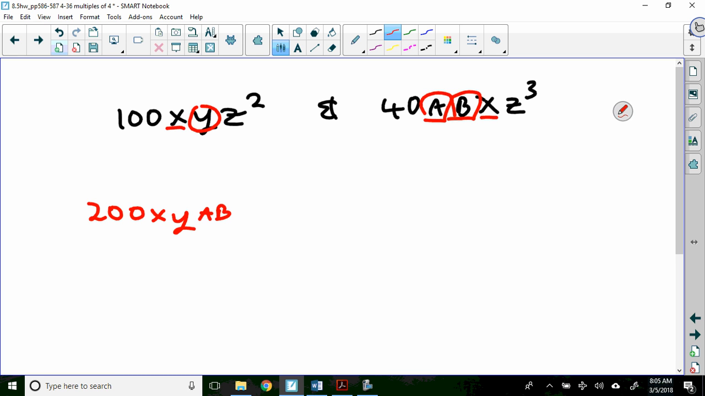Now, as far as the z's are concerned, the one on the left only has z squared. The one on the right has z cubed. We got to have that z cubed represented. We got to have z cubed because remember, the LCM is going to at least be as big as the biggest one.